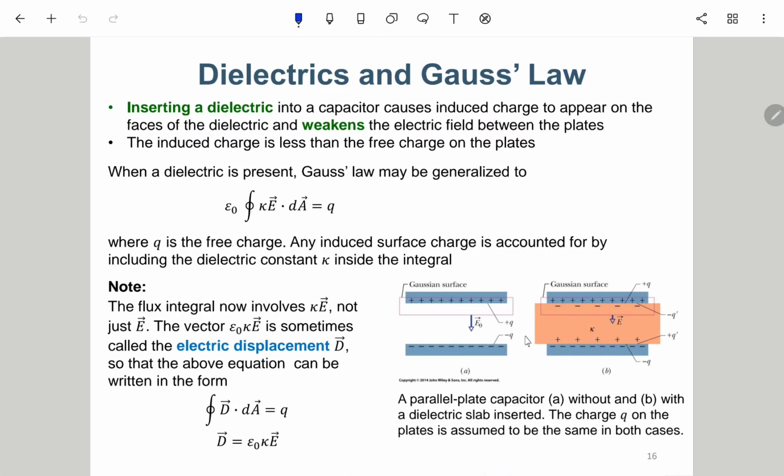Okay, so here we take a look at this slide. It says the dielectrics and Gauss law. Inserting a dielectric into a capacitor causes induced charge to appear on the faces of the dielectric and weaken the electric field between the plates.